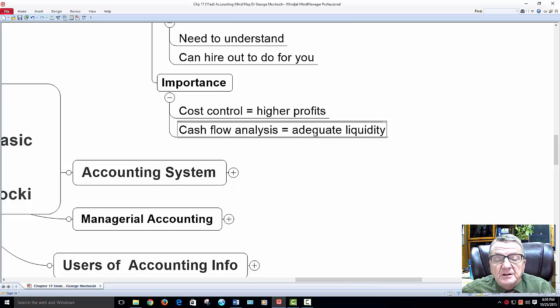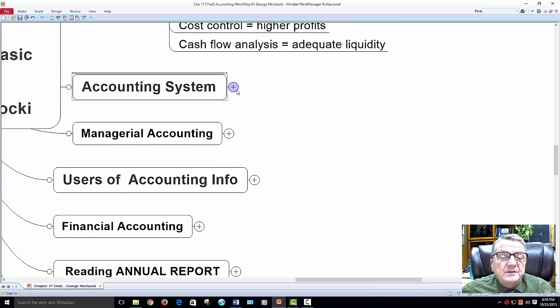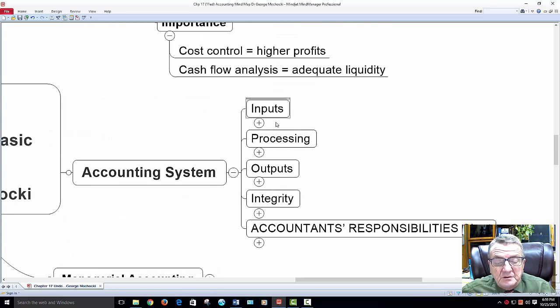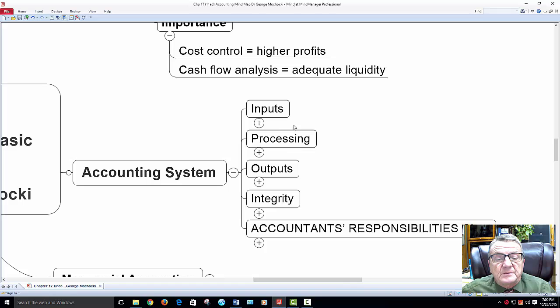Cash flow analysis equals adequate liquidity. Okay, now accounting system. I look at the accounting system: you're going to look at inputs, processing, outputs, integrity. I'm just going to go right to the chart. No, sorry, wrong chart. Let me just go this way.